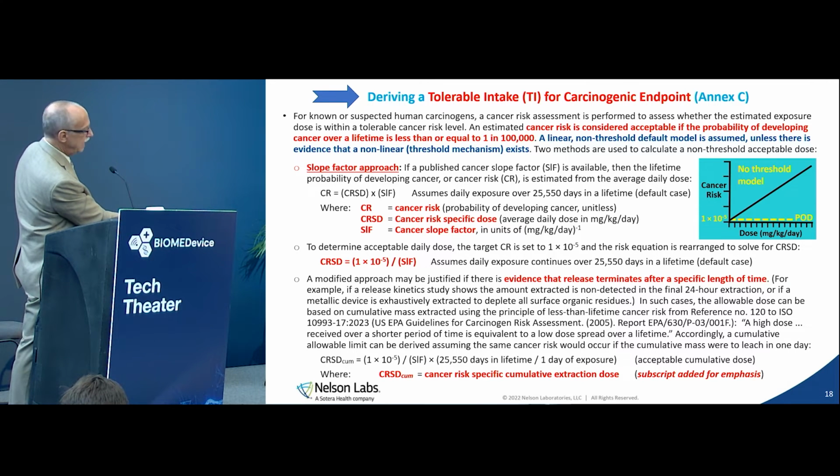One is a slope factor. Usually a regulatory agency will publish a slope factor that's a potency, so that the cancer risk is equal to the dose multiplied by the slope factor.